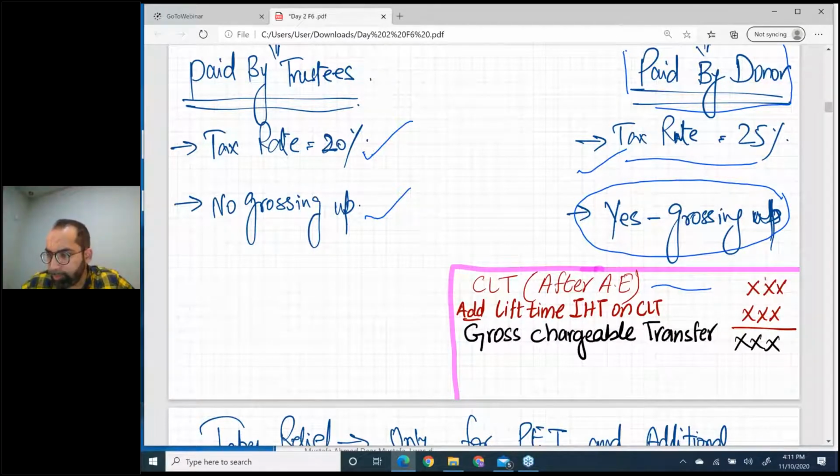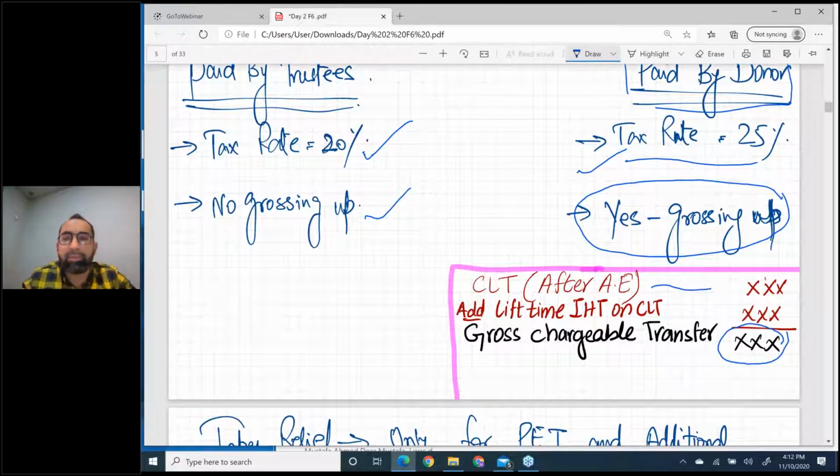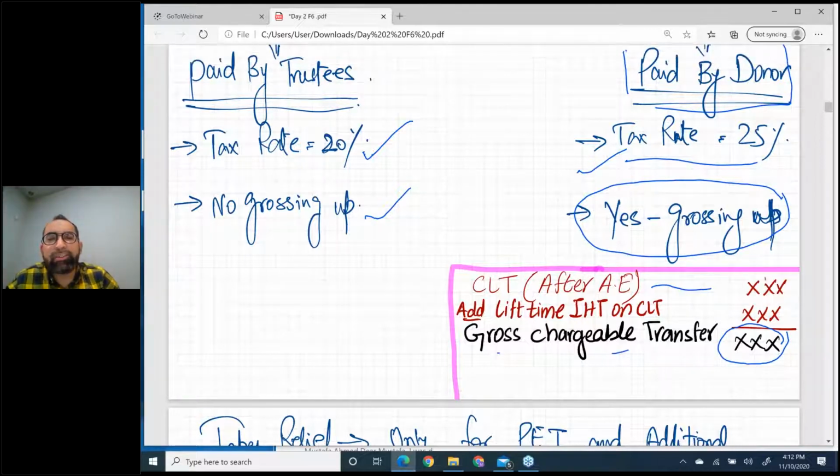First, you write the CLT after annual exemption. Then you add the lifetime IHT which you just calculated, and you add both of them, and this we call the gross chargeable transfer. Sir, can you tell me the logic of this grossing up?